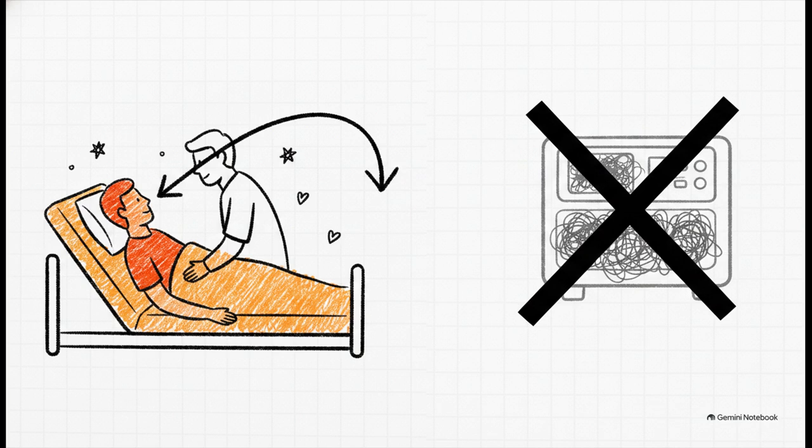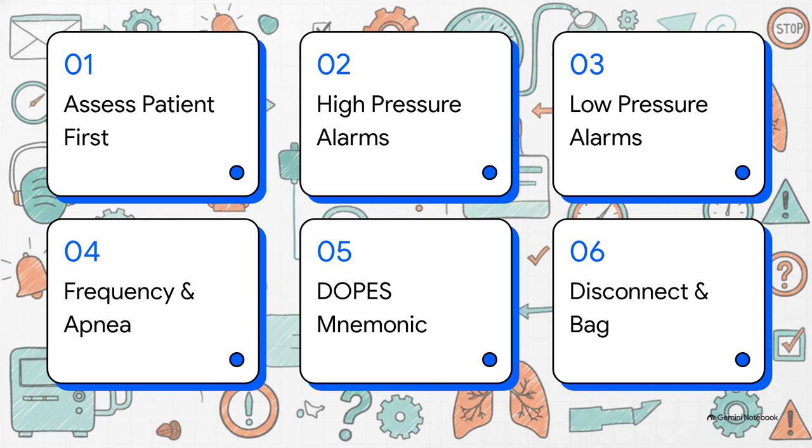direction of your response. To get a handle on this, we're going to walk through 6 quick steps today. First, assessing the patient. Then, tackling high-pressure alarms, followed by finding leaks with low-pressure alarms. Next, high-frequency and apnea alarms. After that, the DOPES troubleshooting mnemonic. And finally, what to do when they're totally unstable, disconnecting and bagging.